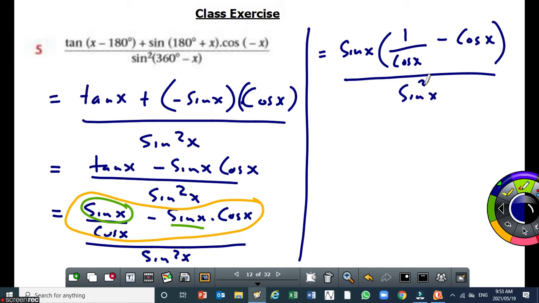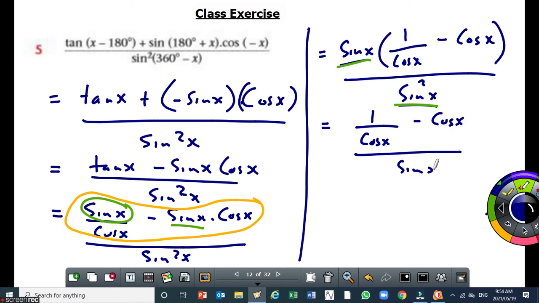Now, do you agree with me that this sine x cancels out with one of the two here? Okay? You following that? So let me use a different color. So that sine x and one of those two cancel out. You end up having 1 over cos x minus cos x over sine x. Then we need to simplify this.